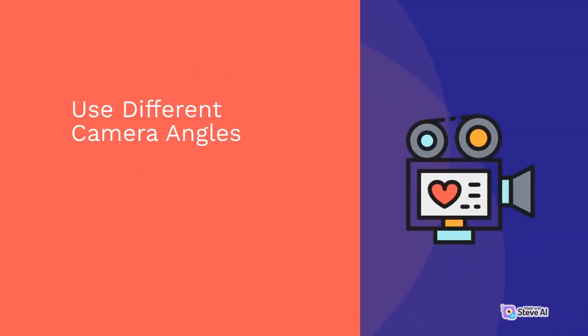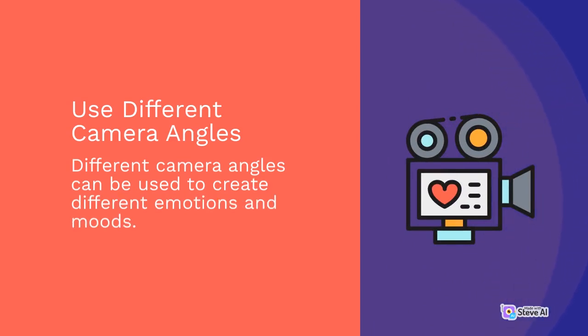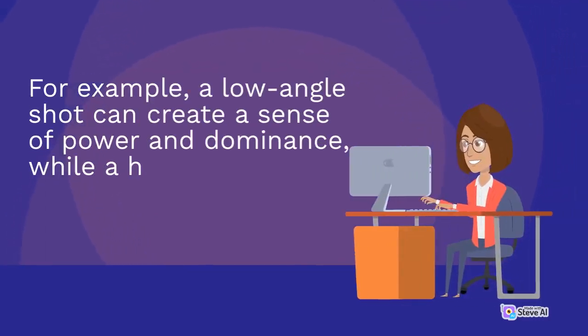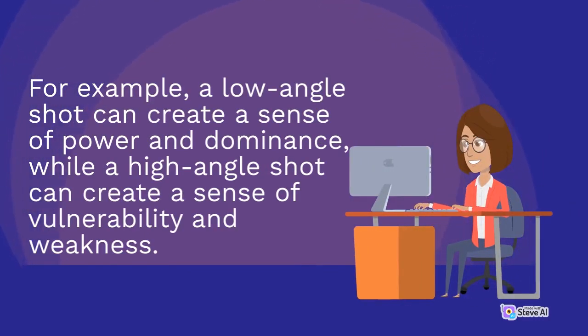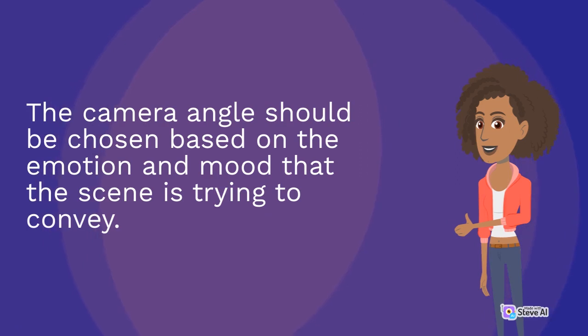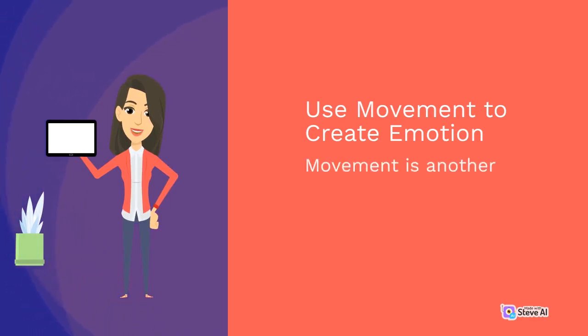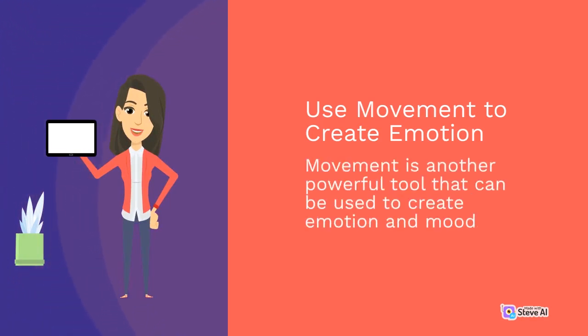Use different camera angles. Different camera angles can be used to create different emotions and moods. For example, a low-angle shot can create a sense of power and dominance, while a high-angle shot can create a sense of vulnerability and weakness. The camera angle should be chosen based on the emotion and mood that the scene is trying to convey. Use movement to create emotion. Movement is another powerful tool that can be used to create emotion and mood.